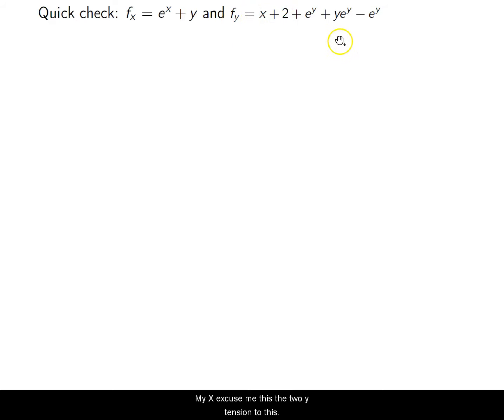So let's go to the next slide. So quick slide. When I differentiate with respect to x, I get this. When I differentiate with respect to y, I get y times x gives me this. The 2y turns into this. I get the product rule with the derivative of e to the y, which is just e to the y. So those cancel out, right? And I'm left with x plus 2 plus y e to the y.